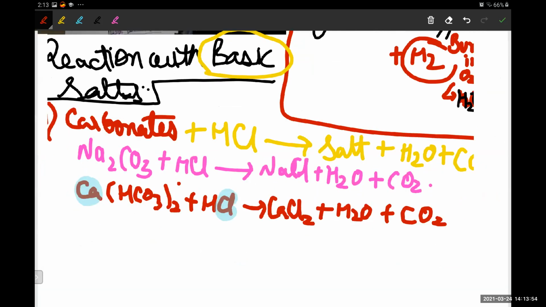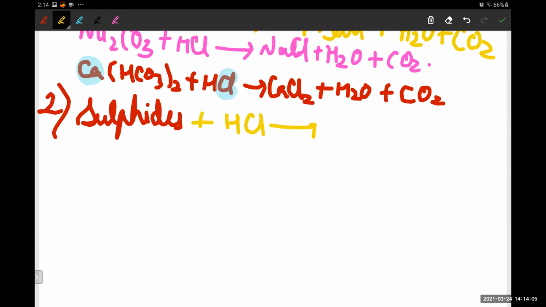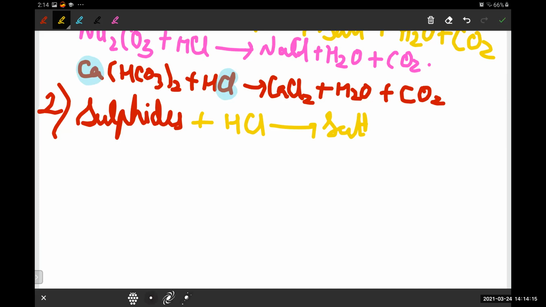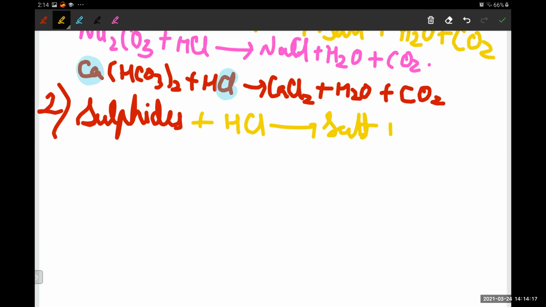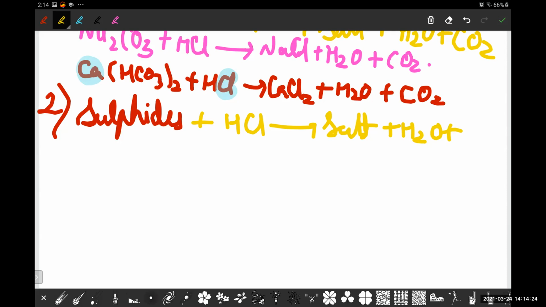Next we move on to the next type of salt, that is sulfides. I'll directly jump onto the equation. Sulfides plus HCl will give us what? It will give us salt and water. That means we have basic salts, so that is why it's giving us salt and water. It's happening like a neutralization reaction only. So salt plus water plus what? Here we are having sulfides, hydrogen sulfide gas.